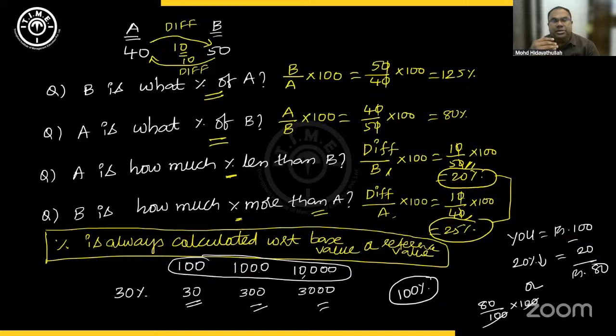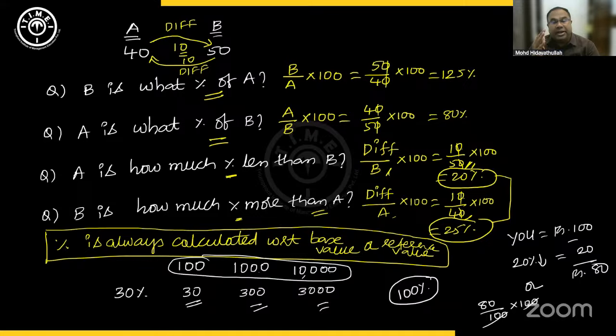I'm having 10% more than you. 100 plus 10, I have 110% of what you have. I'm having 20% more than you. 100 plus 20, 120% of what you have. I'm having 25% more than you. So I'm having 125% of what you have.